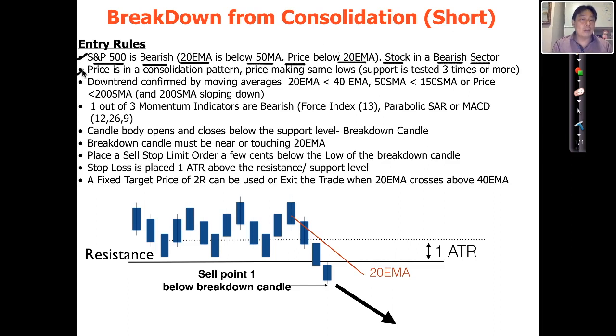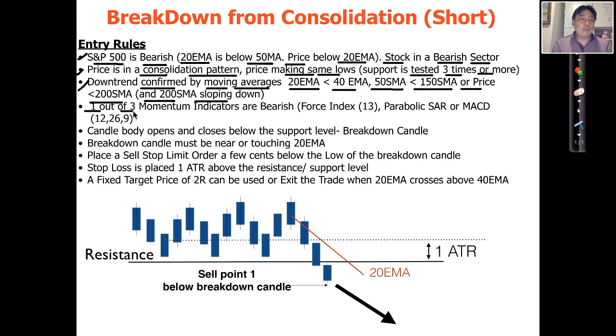Next, ensure that the stock you're trading is in a consolidation pattern, making same lows. So in this case, you want it to make same lows, same lows, same lows, strong support tested at least 3 times or more. Next, ensure that the stock is on a confirmed downtrend based on moving averages. So 20 EMA below 40 EMA, 50 moving average below 150 moving average, or the price is below the 200 moving average and the 200 moving average is sloping down. So this ensures that the stocks are on a short-term and medium-term biased downtrend and in the short-term consolidation.